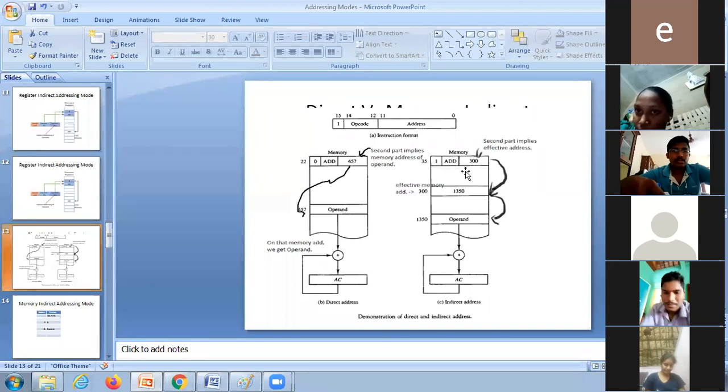Whereas in the case of indirect, this is memory indirect addressing mode. Here add again 300. Add 300. Here 300.